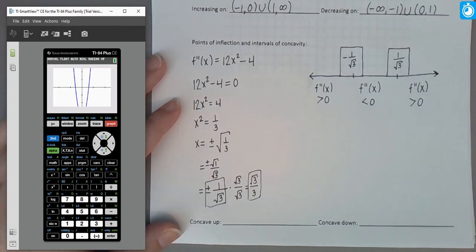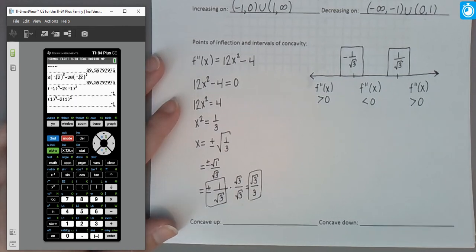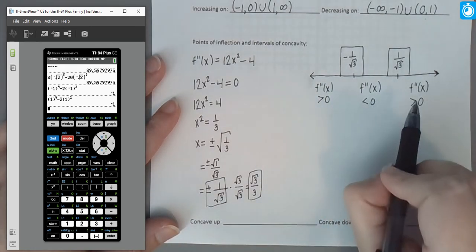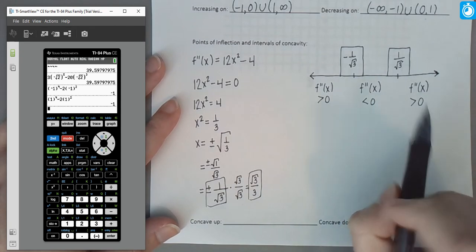So don't focus on this from the standpoint of increasing or decreasing. Don't focus on this from the standpoint of how the original graph is shaped. We're just using it to analyze the signs of our particular derivative. Based on the signs, that's going to tell us what our concavity looks like.